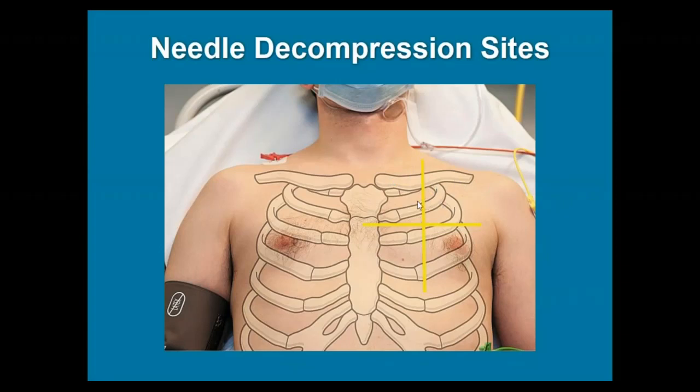Mid-clavicular line, second intercostal space. We go above the rib. Remember, under the rib is where the neurovascular bundle is. It tucks up under that inferior margin of the rib.